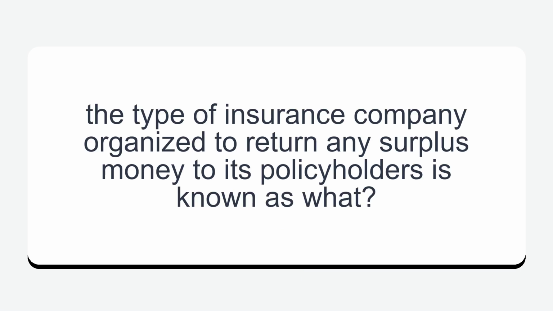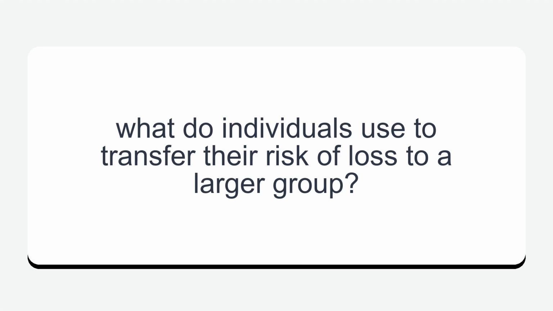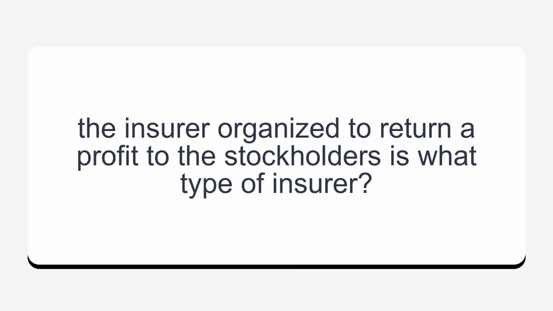Mutual company. The type of insurance company organized to return any surplus money to its policyholders is known as what? Insurance. What do individuals use to transfer their risk of loss to a larger group? Stock company. The insurer organized to return a profit to the stockholders is what type of insurer?